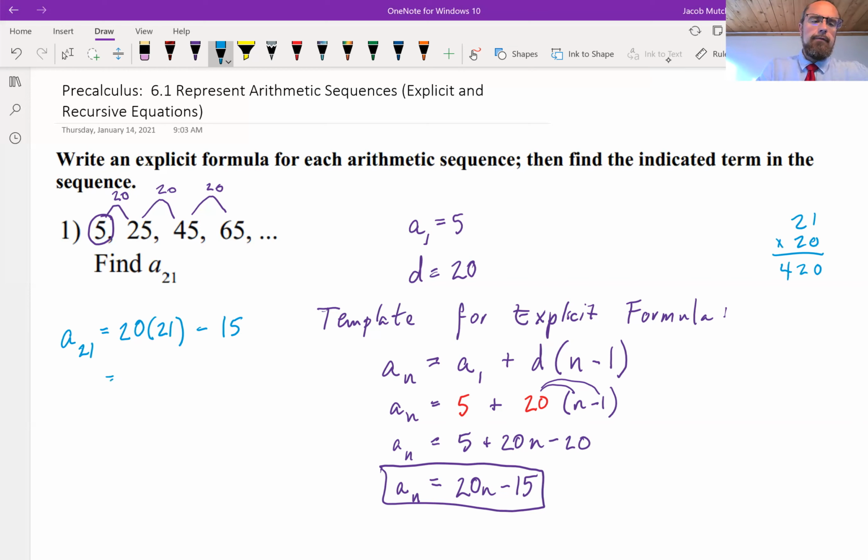And then 420 minus 15, my 21st term in the sequence is going to be 405. So that was an example of an arithmetic sequence that was increasing. Let's take a look at an example for a sequence that's decreasing.